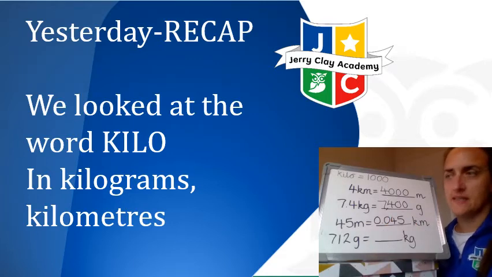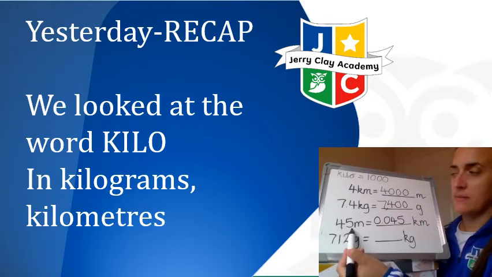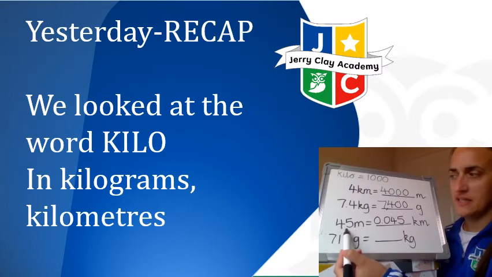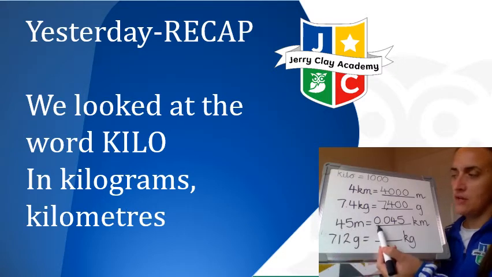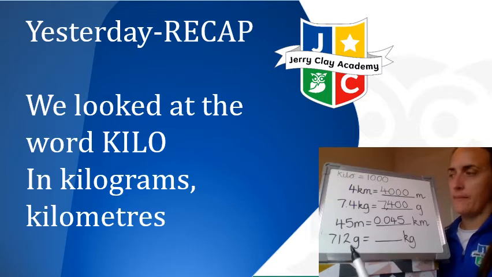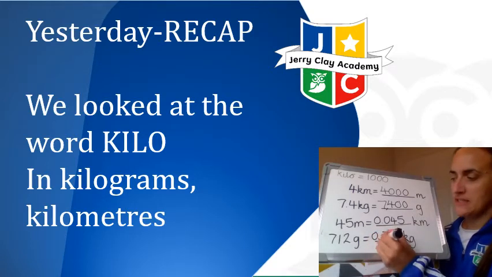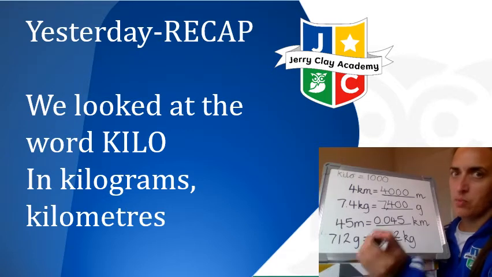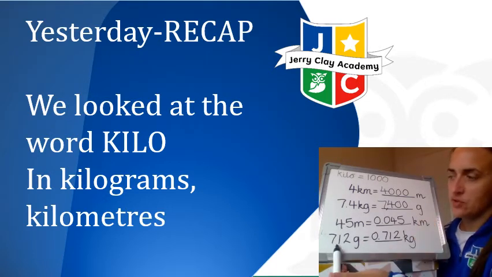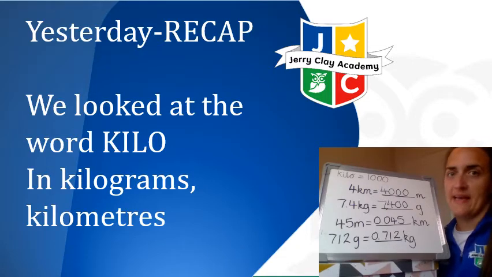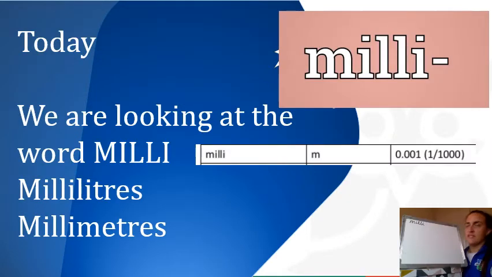0.045 kilometres. So remember, 1,000 metres is 1 kilometre, so this is much less than 1,000, so it's going to be much less than 1 kilometre. 712 grams, so we're going to divide by 1,000, is 0.712 kilograms. Remember again, 1,000 grams would be 1 kilogram. 712 is less than that, so it must be less than 1 kilogram. So that makes sense.